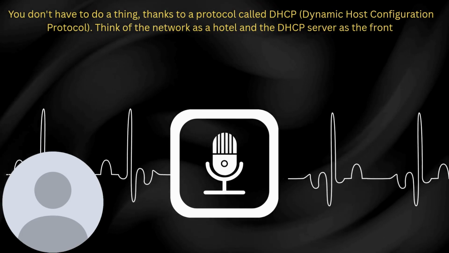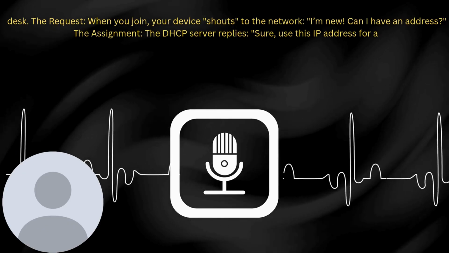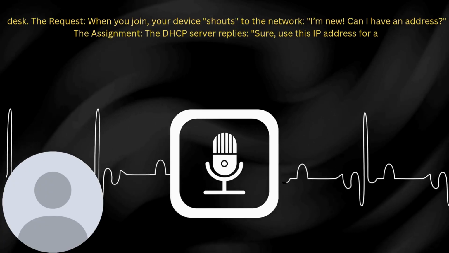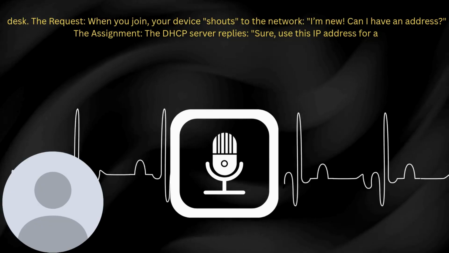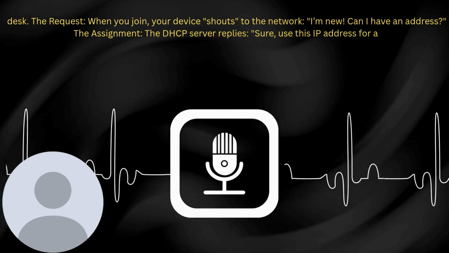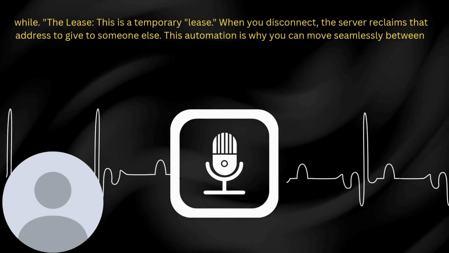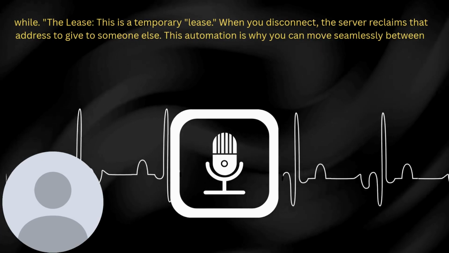Think of the network as a hotel and the DHCP server as the front desk. The request. When you join, your device shouts to the network, "I'm new. Can I have an address?" The assignment. The DHCP server replies, "Sure. Use this IP address for a while." The lease. This is a temporary lease. When you disconnect, the server reclaims that address to give to someone else.